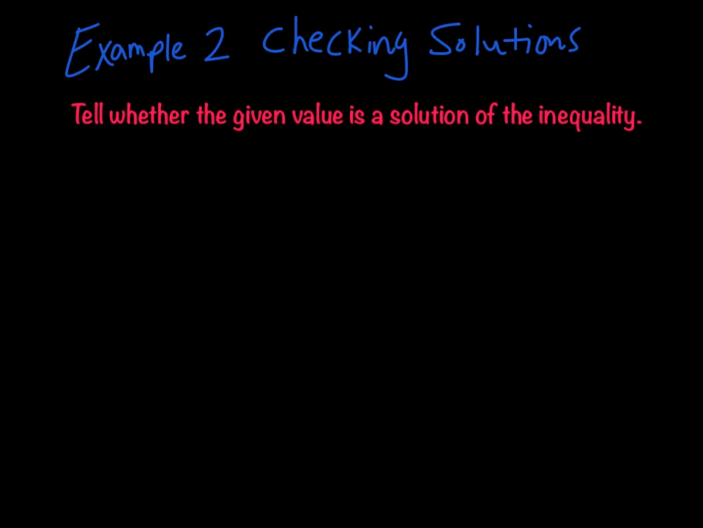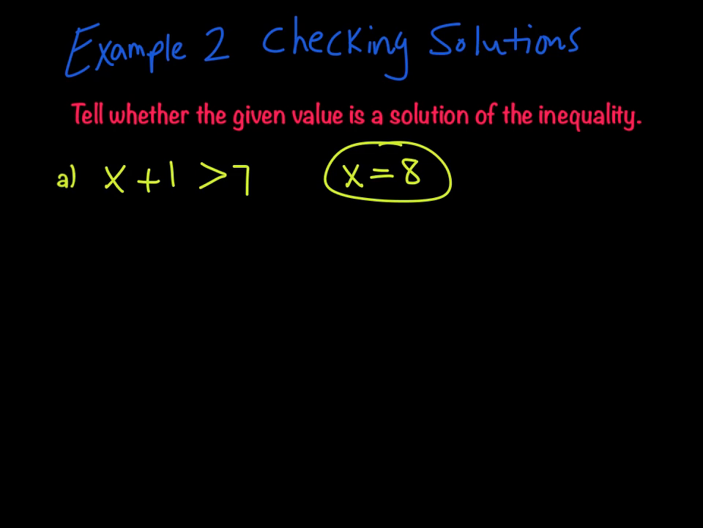Alright, example 2 is checking solutions. The directions would be stated like this. Tell whether the given value is a solution of the inequality. Okay, so you have something like this. We've got x plus 1. If you're not sure what that sign means, you need to look it up or make sure you understand it. So x plus 1 is greater than 7. That's what they're telling us. Then they're saying that x equals 8. So we have to plug in 8 for x.